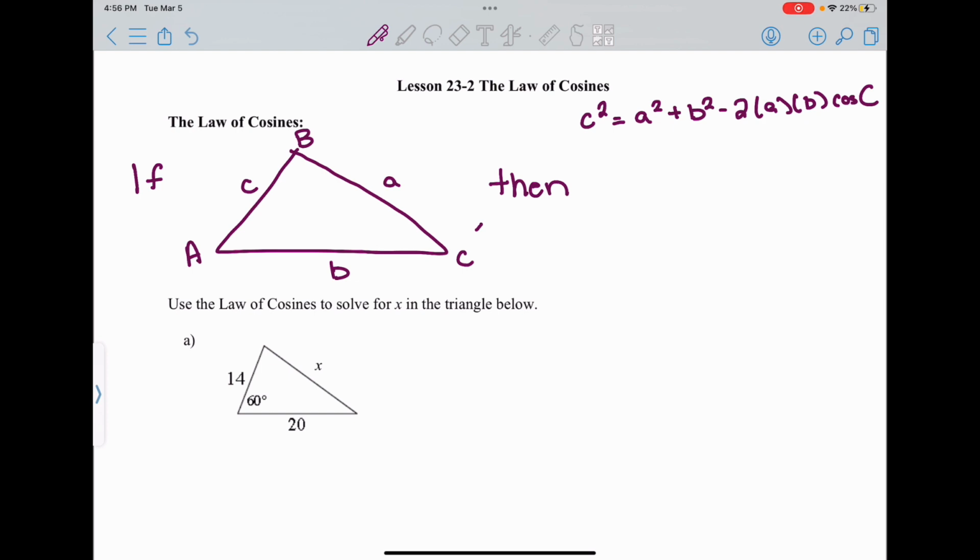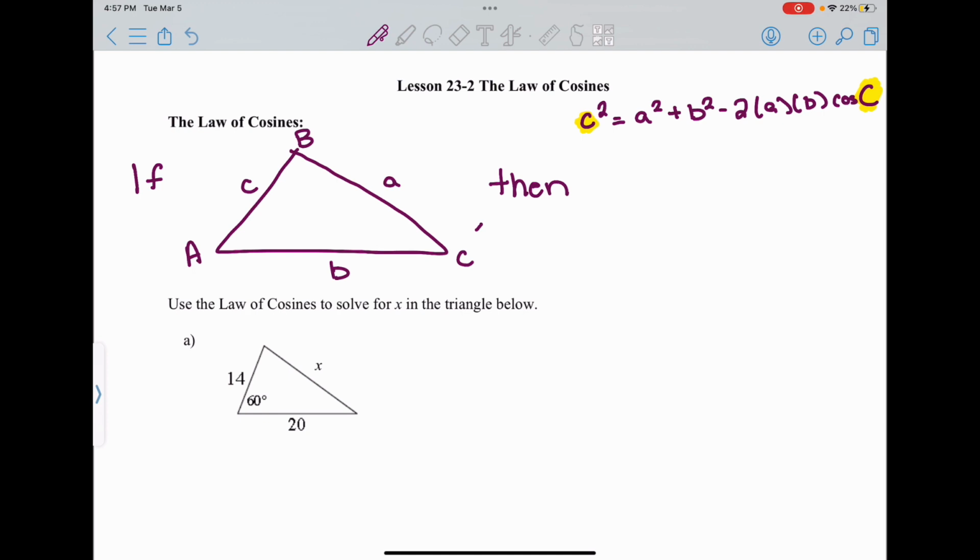The law of cosines says that if we have a non-right triangle, then c squared equals a squared plus b squared minus 2ab cosine of c. Notice how the side we start with, we also end with using that angle. So if we start with side c, we end with the cosine of angle c.